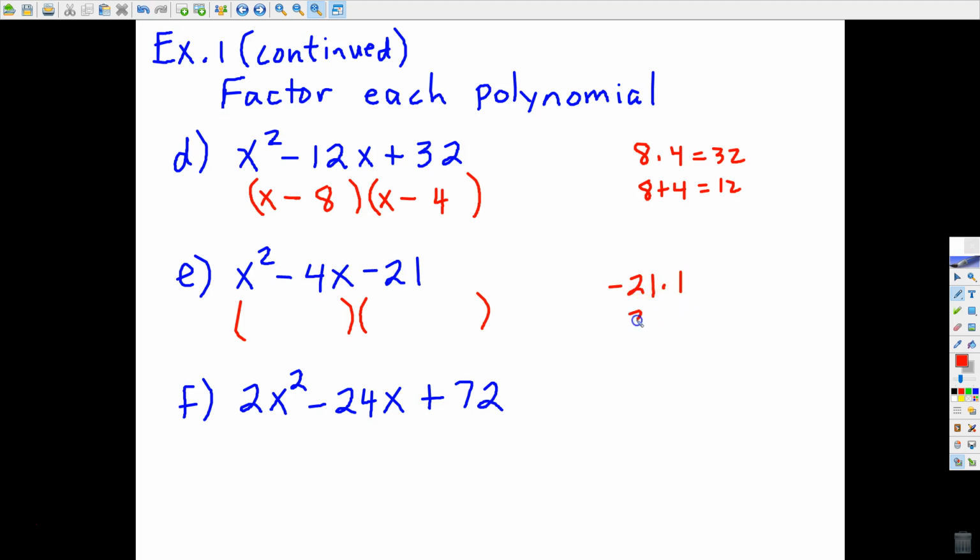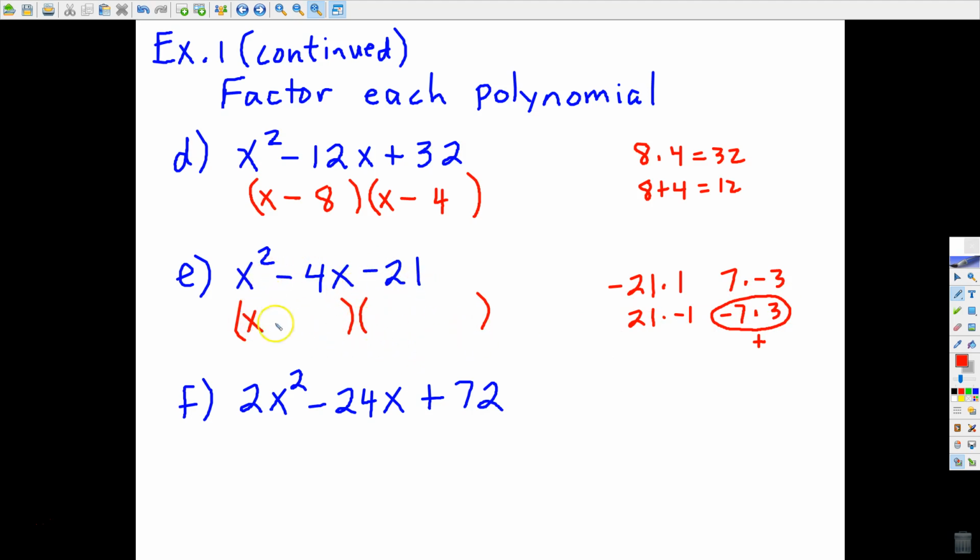Let me just give you a list. These are factors of -21, but when I add these together I'm not going to get -4. I also can do this. I could do 7 times -3 or -7 times +3. Those are factors of -21, and this pair when added together would also equal -4. So I've circled the pair of factors that will be used in this factoring.